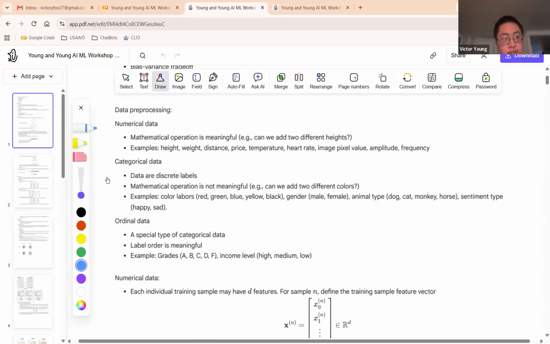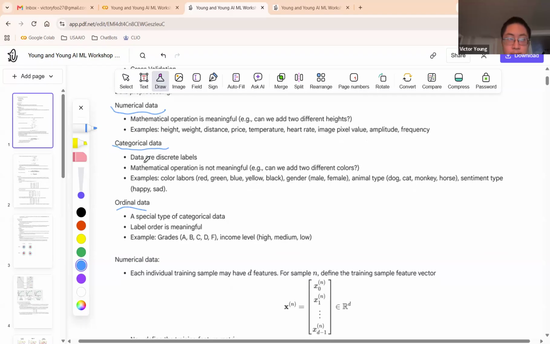So for data preprocessing, there are primarily three types of data, which are numerical, categorical, and ordinal. But ordinal, we do not really need to talk about today. The main two are numerical and categorical. Numerical, of course, is just a number, right? Like height, weight, distance, price, or temperature, all of those. And we can do math. So we can add two numbers, like we can add two distances, or we can divide. That's meaningful.